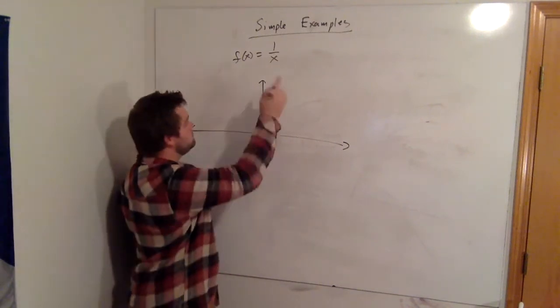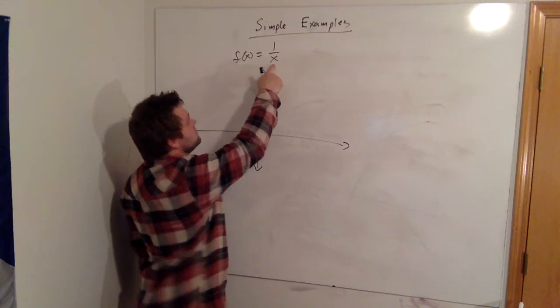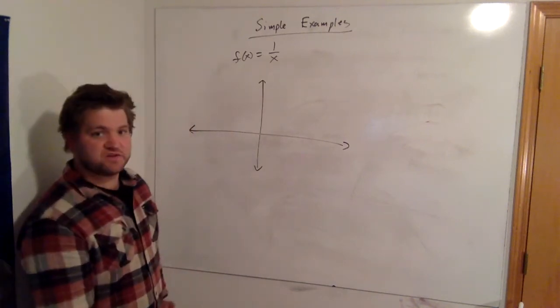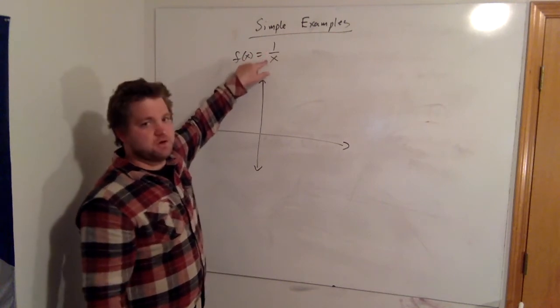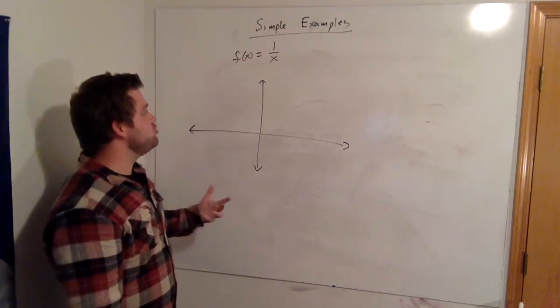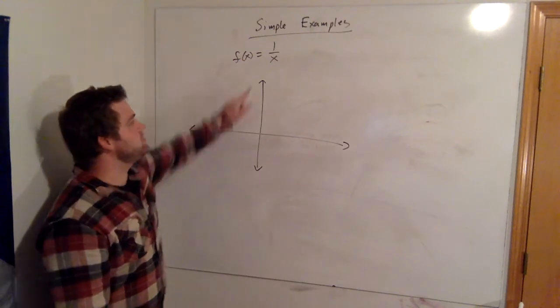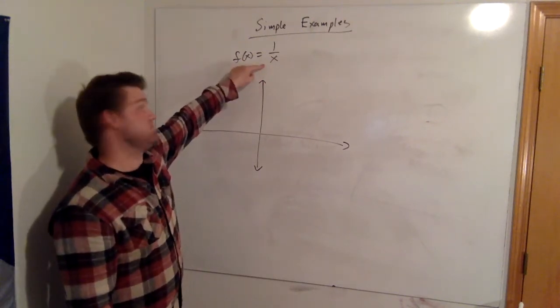So for example, notice that I cannot plug in 0 into this function. I'd be dividing 1 by 0. 0 is one of those things that we can't do in math. We cannot divide by 0. So this function is not defined at 0.